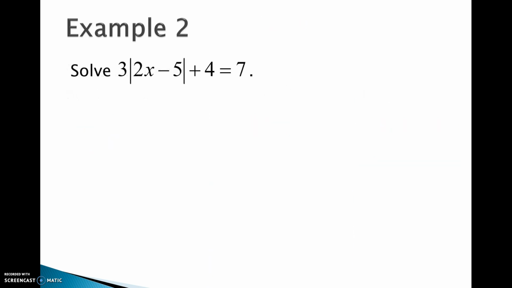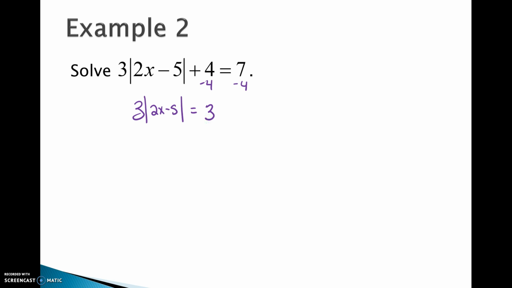All right. So here's our first equation. 3 times the absolute value of 2x minus 5 plus 4 equals 7. The biggest rule with absolute value: you cannot distribute into absolute value. So you see this 3 in front, and I know some of you want to distribute that 3, want to multiply that 3, but you cannot, so don't do it. Instead, we can subtract 4. That will give us 3 times the absolute value of 2x minus 5 equals 3.